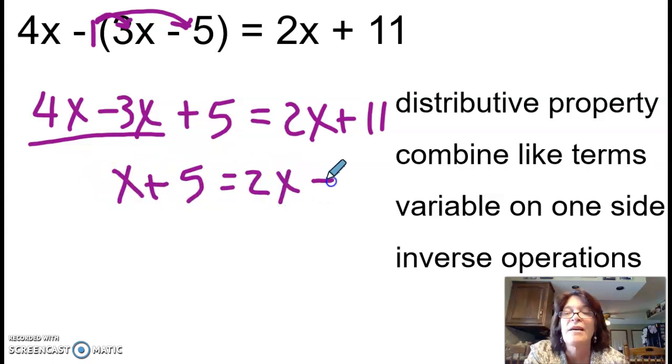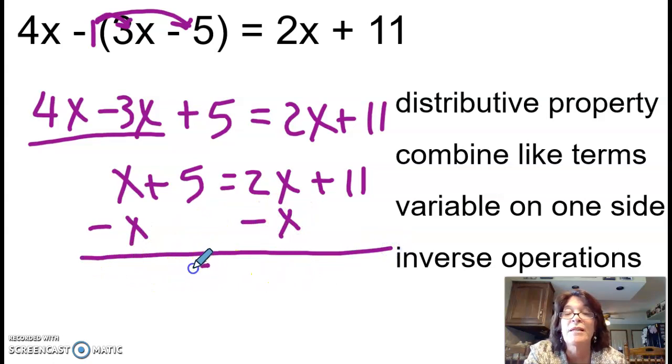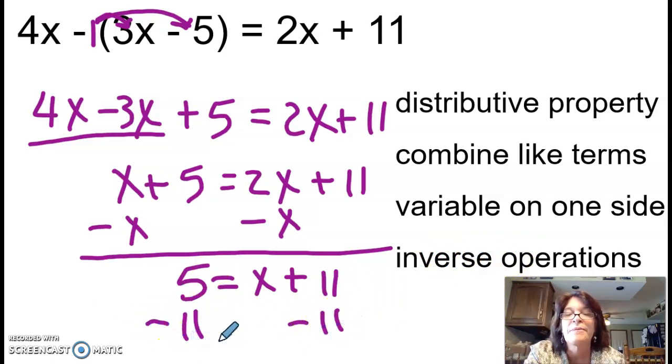Okay, now I have an x on the left, an x on the right. When we have a variable on each side, we want to get it on one side. So I decide what I want to do. I'm either going to subtract x from both sides or subtract 2x from both sides. I like to keep my x's positive, but some people like to keep x on the left. It doesn't matter. Whichever way you want. I'm going to subtract x. So 2x's minus 1x is 1x. We have 5 equals x plus 11. And then we're going to use our inverse operations to finish it off. I'm going to subtract 11 from both sides to give me that x is -6.